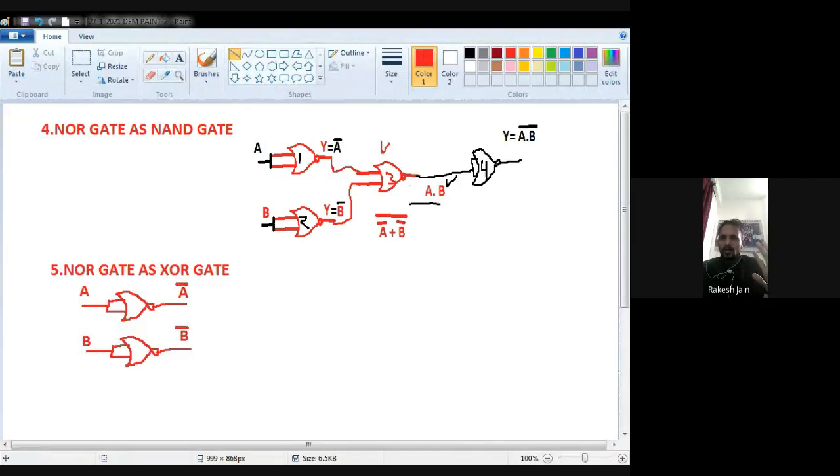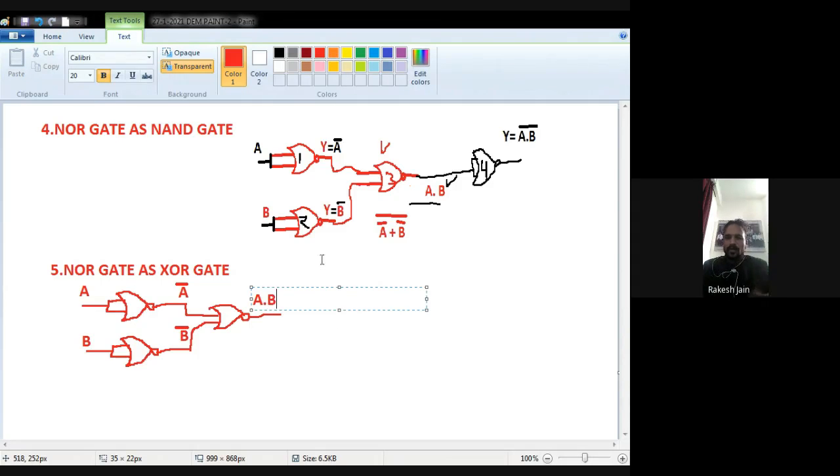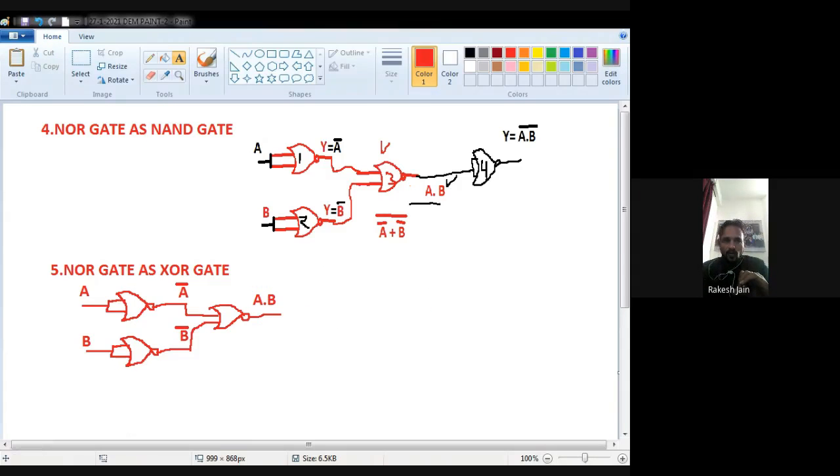Now connect these two outputs with a third NOR gate, a two input NOR gate. Now these two lines are connected as inputs to this NOR gate. Now what is the output of this? As I have already proved, this will behave as an AND gate circuitry. So now at the output I will find A dot B. This is the circuitry of NOR gate as an AND gate till now.